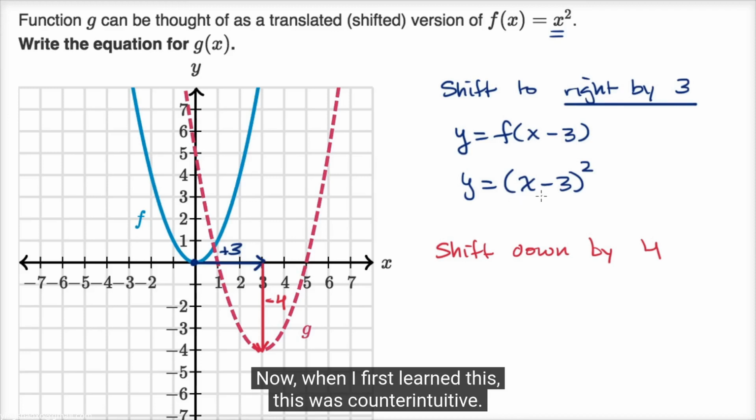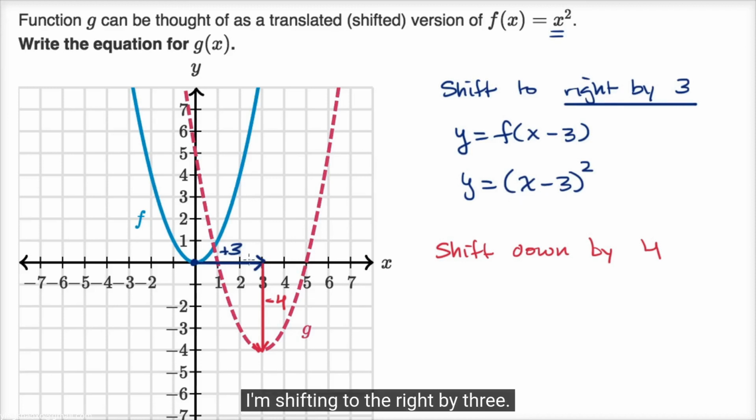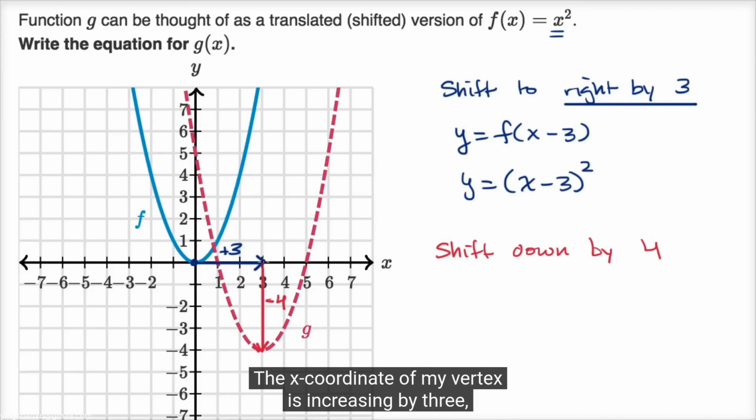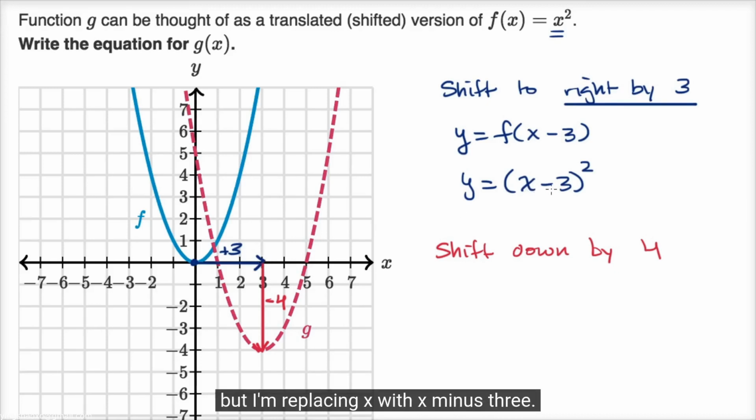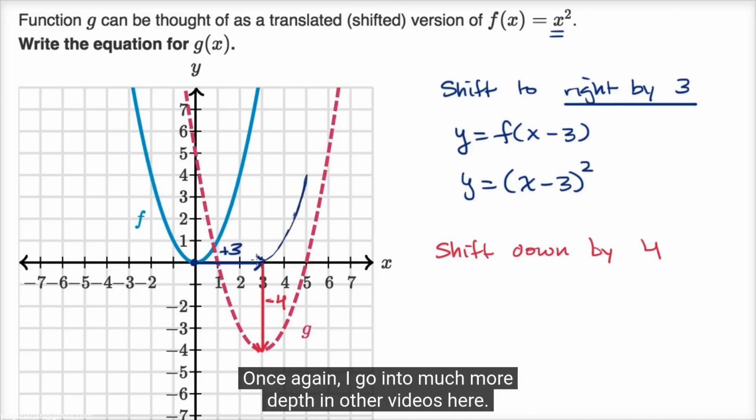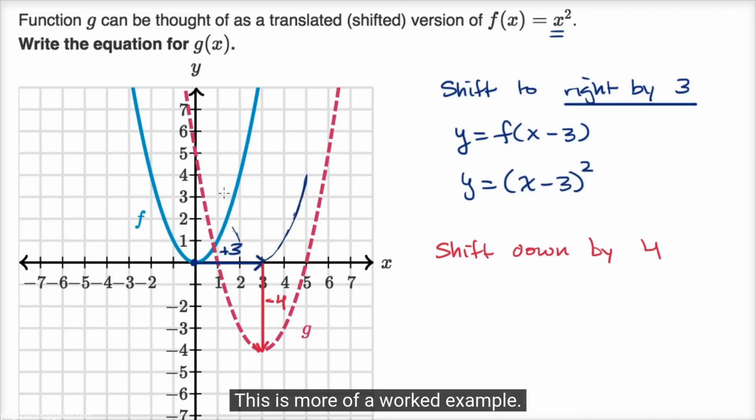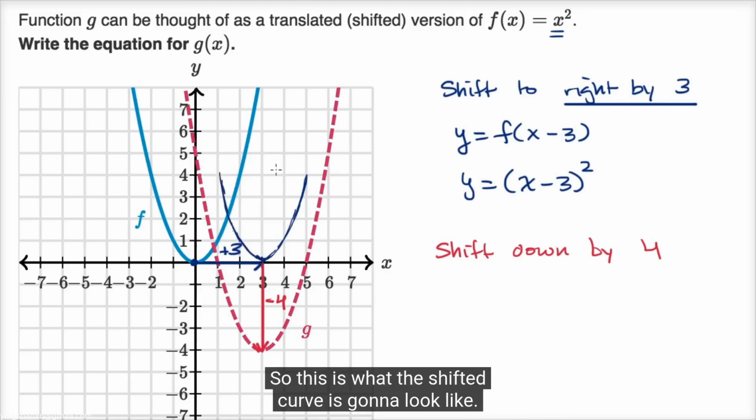Now when I first learned this it was counterintuitive. I'm shifting to the right by 3. The x-coordinate of my vertex is increasing by 3, but I'm replacing x with x minus 3. Why does this make sense? Well, let's graph the shifted version just to get a little bit more intuition here. And once again, I go into much more depth in other videos. This is more of a worked example. So this is what the shifted curve is going to look like.